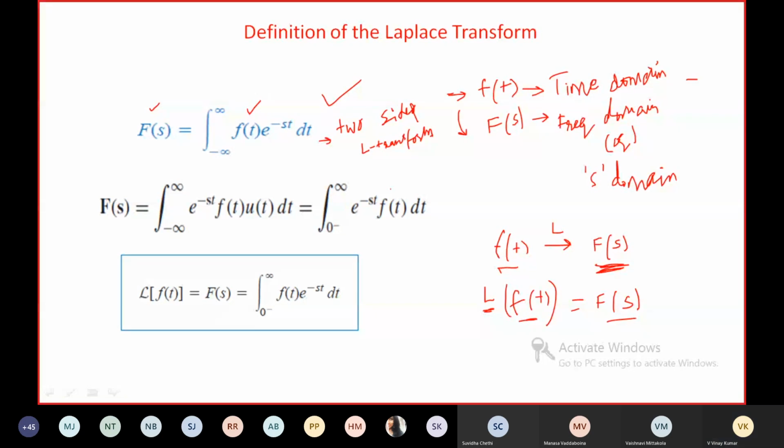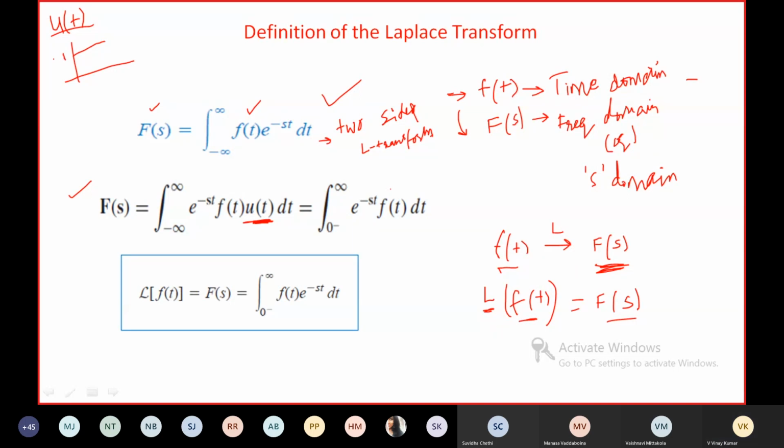Coming to this formula, F of s is equal to integration from minus infinity to infinity e power minus s t f of t u of t dt. Here u of t is included. What is u of t? U of t is the unit step function. This is the u of t waveform.